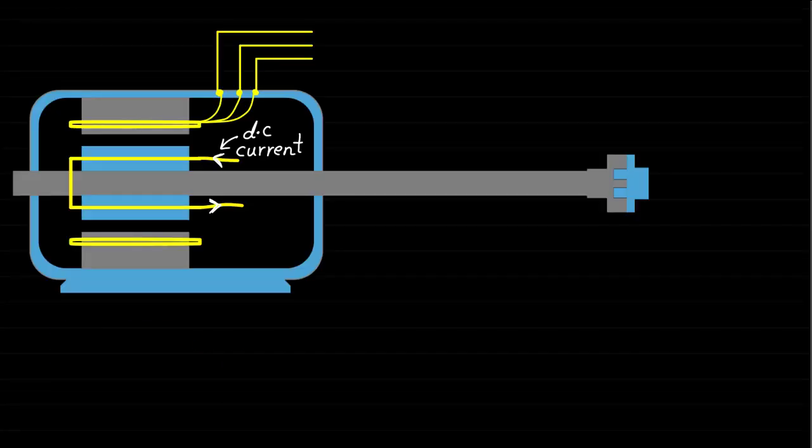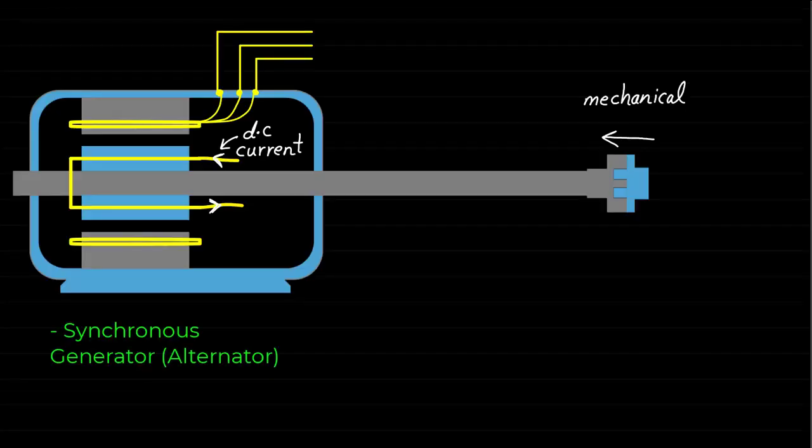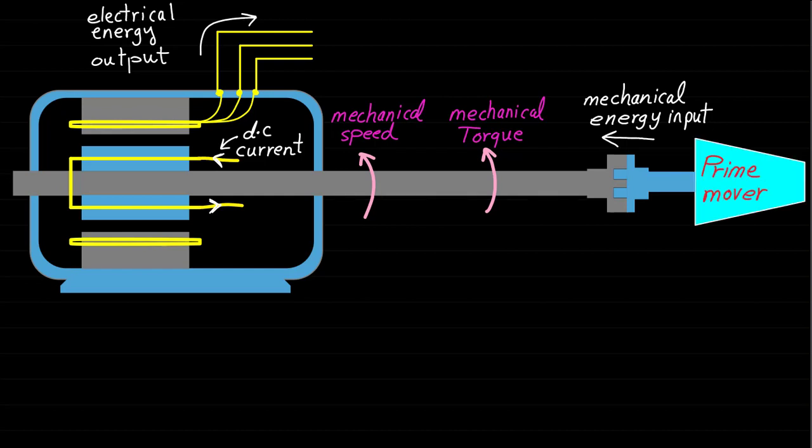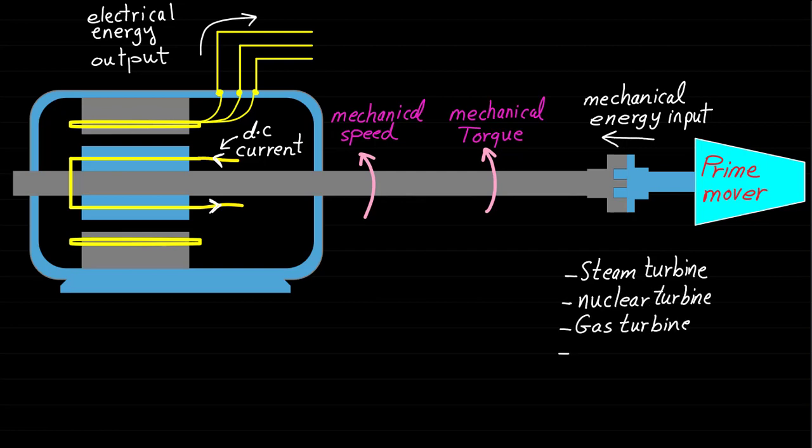Synchronous generators convert mechanical energy input to electrical energy output. The mechanical energy input is fed through the shaft of the machine and can be represented by mechanical speed and mechanical torque. The shaft of the machine is connected to a device usually called prime mover through a mechanical coupling. The prime mover can be steam turbine, nuclear turbine, gas turbine, hydro turbine, and internal combustion engine.